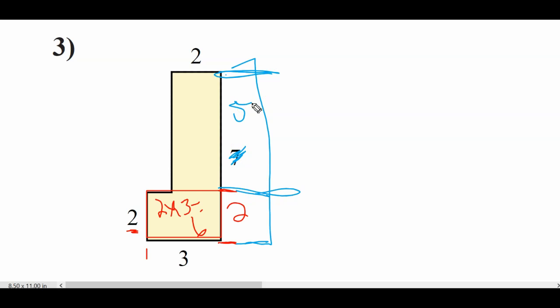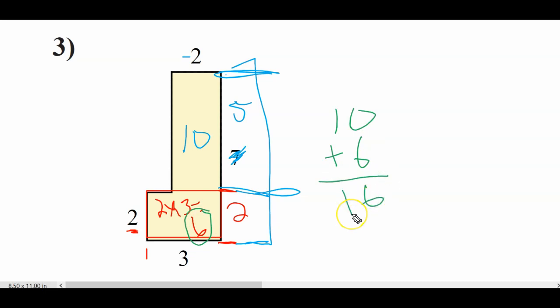Now I have the length of the rectangle at the top. Okay, so what's 2 times 5? 10. And then I add those together. So 10 plus what? Plus 6, because the area of the rectangle at the bottom was 6. And so what's 10 plus 6? 16.